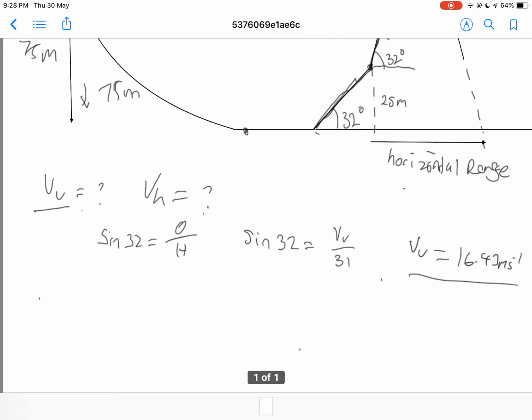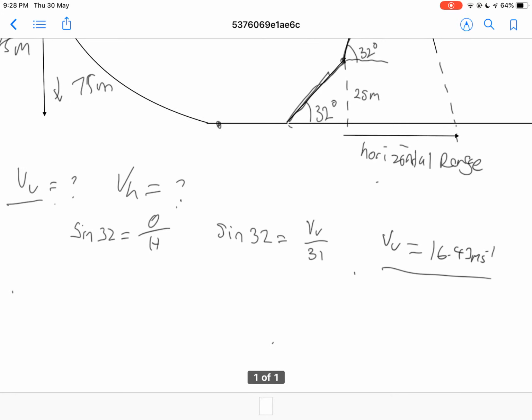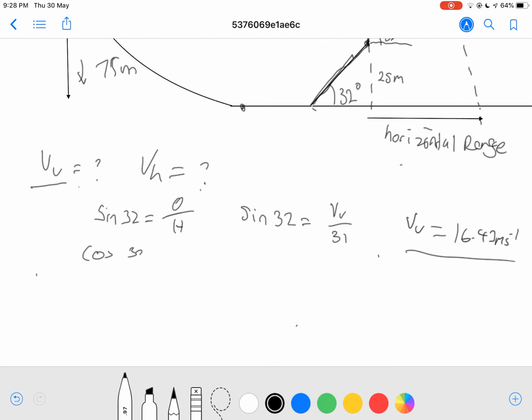Now you need to find the horizontal velocity. The horizontal component is the adjacent side, and we also have the hypotenuse, which is 31 meters per second. So now we have A and H, so we're going to use the cos rule. We say cos 32 equals A over H. Therefore, cos 32 equals the adjacent, which is the horizontal component, divided by 31. So cos 32 times 31 should give us our horizontal component. If we plug this into our calculator, the horizontal component is equal to 26.29 meters per second.